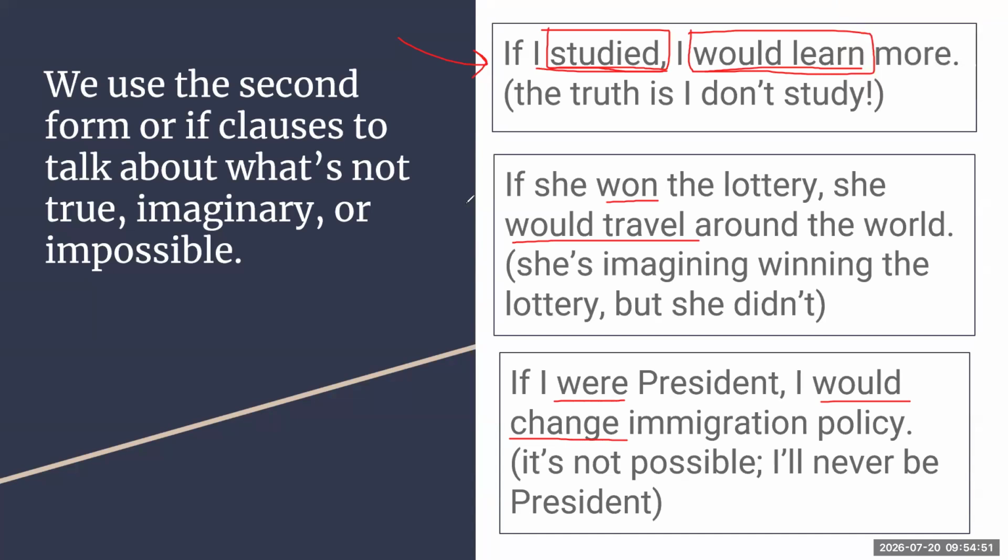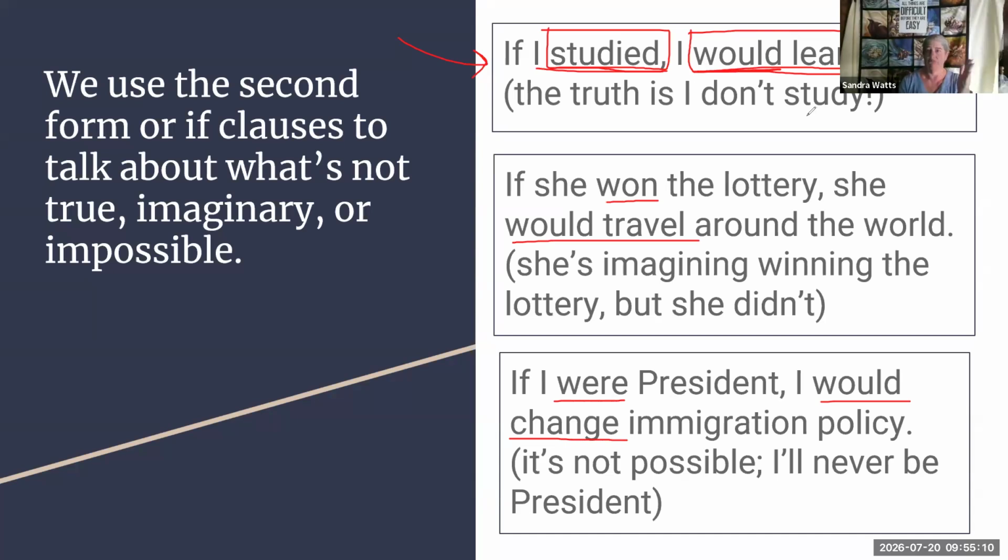Anybody ever heard would? I would go. I would learn. This is what we call a conditional. Okay. Will is yes, I will. That's true. That's positive. That's your intention. Would is what we call conditional. Because if I studied, but I don't. If I studied, then I could change the effect. But I don't study, so I'm not learning more.